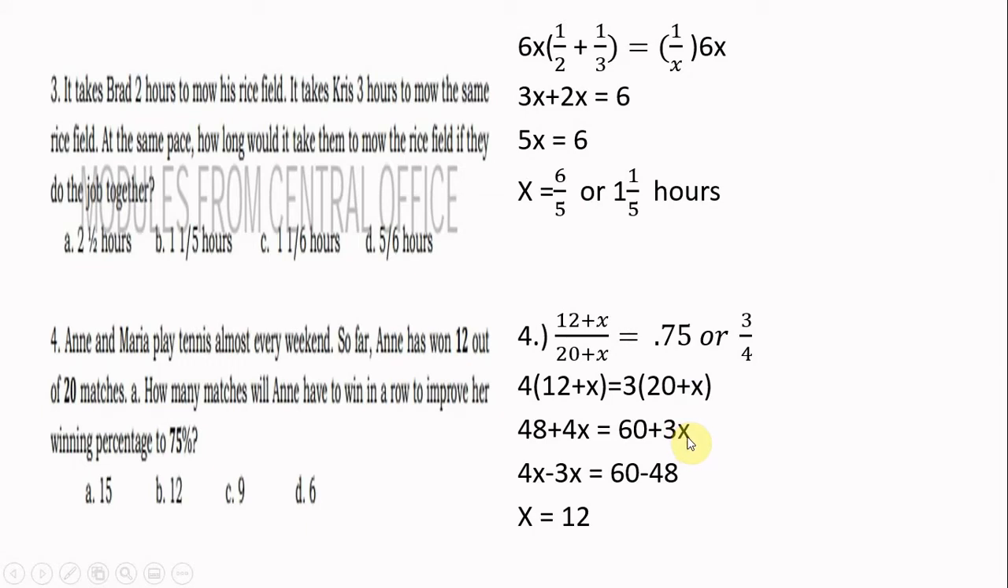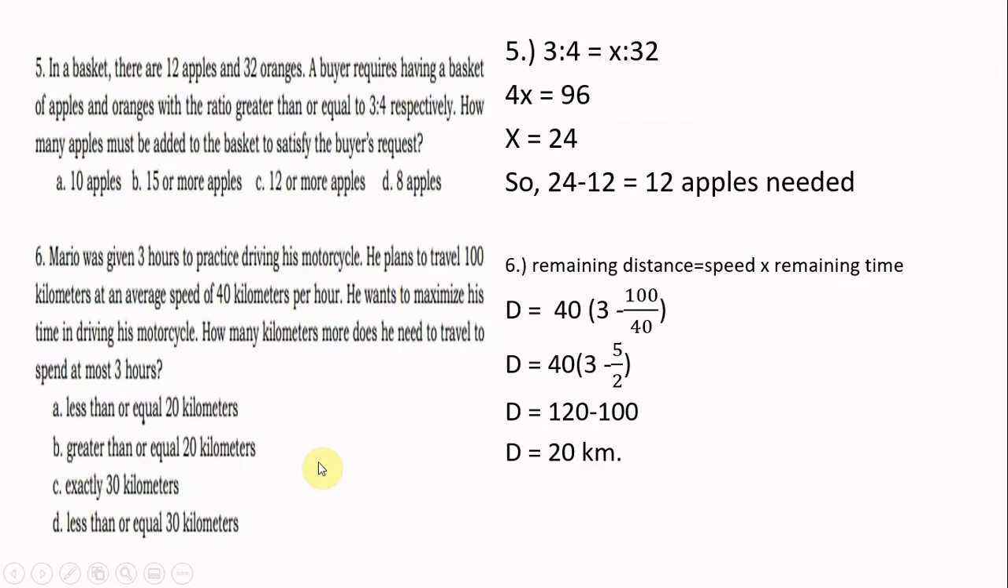Now we could isolate x on the left side, transpose 3x to the left side, that becomes negative 3x, and transpose also 48 to the right side, that becomes negative 48. So therefore this is x, 4x minus 3x, that's x is equal to 60 minus 48, it's 12, and it's letter B. Number 5. In a basket, there are 12 apples and 32 oranges.